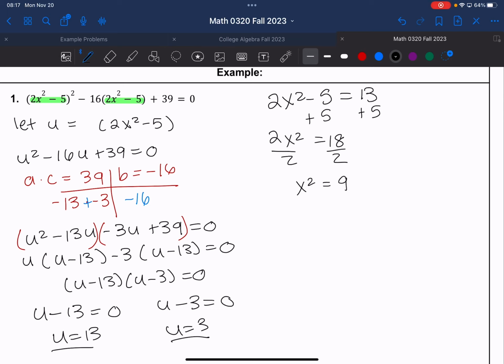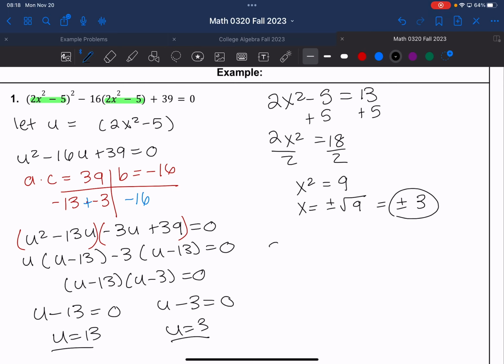And then how do I get x by itself? Square root. And when I take the square root, am I going to have one answer or two answers? Two answers. One positive and one negative. So I have x is equal to plus or minus the square root of 9, which is plus or minus 3. Okay, so that's my first answer.